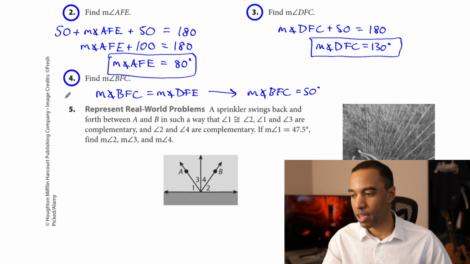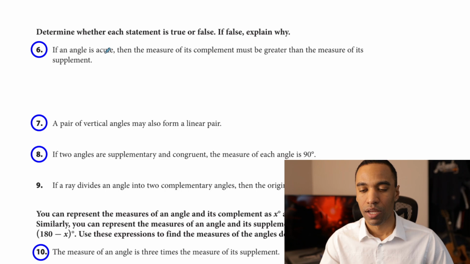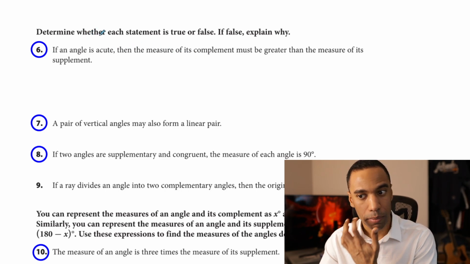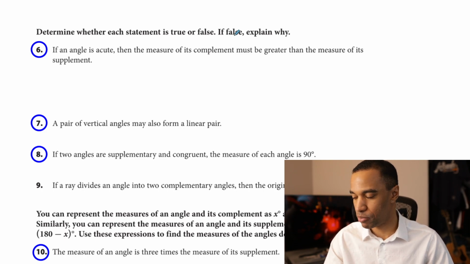All right, I'm going to skip number 5, and I know that time is pushing against me here. I have 11 minutes left, so let's go. Number 6. Determine whether each statement is true or false. If false, explain why. I'm probably going to type some things here.